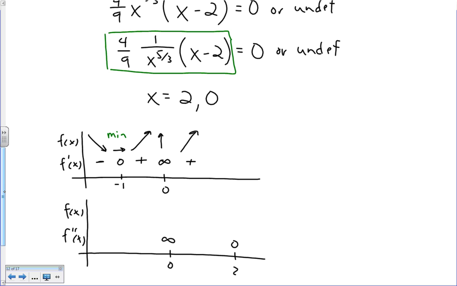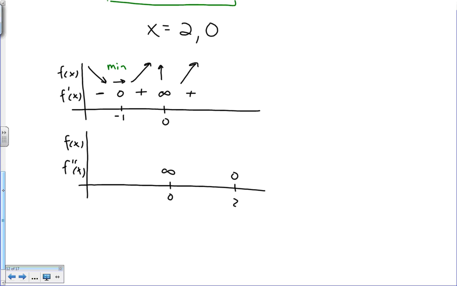If I plug that in, the 4/9, of course, is positive. 1 divided by x to the 5/3. Now, taking the cube root is going to keep the sign. Raising it to the 5th power is going to keep the sign. So that's going to turn out to be negative when I plug in a negative number. And -1 minus 2, that's going to be negative. So I've got a positive times a negative times a negative. That turns out to be a positive result.